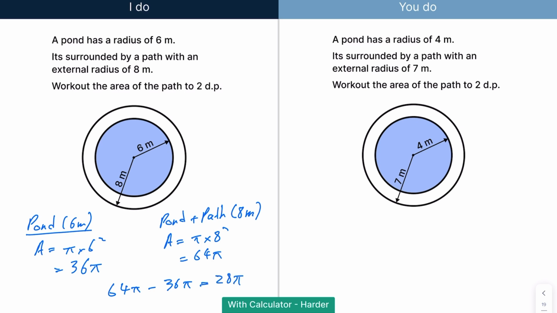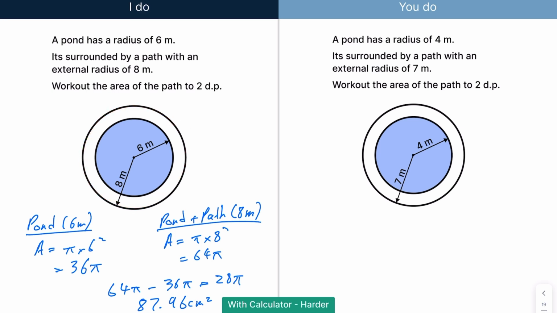And now because it wants it to 2 decimal places, you can just do 28 times pi on your calculator, and we get an answer of 87.96 centimeters squared. So hopefully that's clear. We started off by finding the area of the pond, which is the blue bit. And then once we found the area of the pond, we found the area of the whole thing, which included the pond and the path. And then we took them away to get just the path.